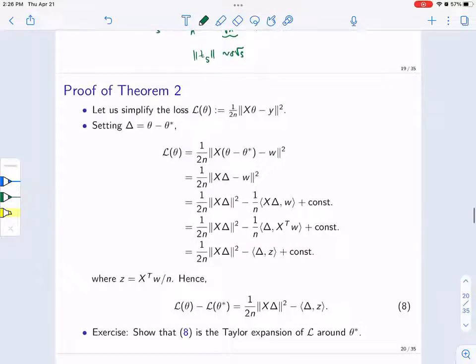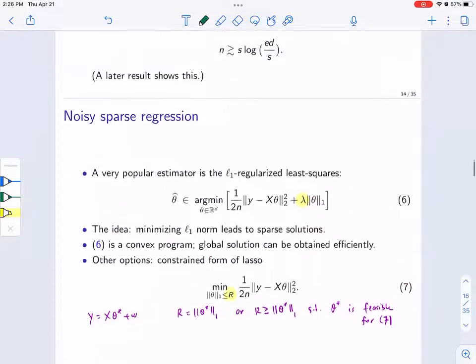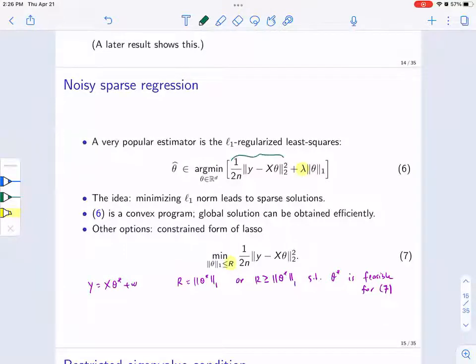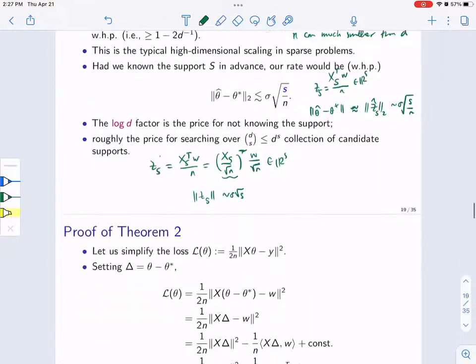Okay, so let's try to prove the theorem. So let's define this loss function. If you recall, what I'm doing is defining this to be L of theta. Okay, so the optimization problem is basically L theta plus lambda times the L1 norm of theta, or we're going to do the constrained version. So we're basically minimizing L theta over the L1 ball. And so let's go there.